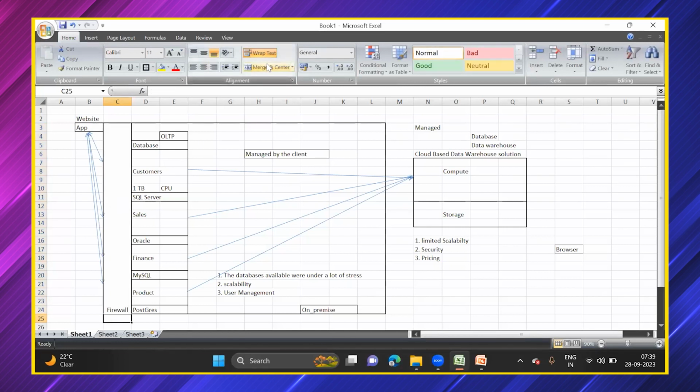Whereas if you talk about the, one second, one second, what is going on?